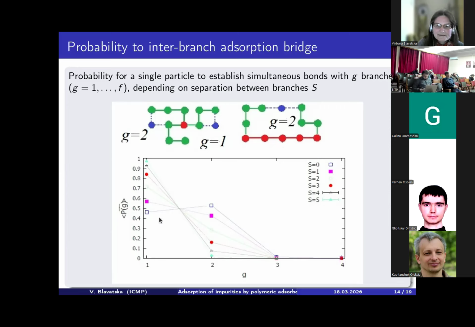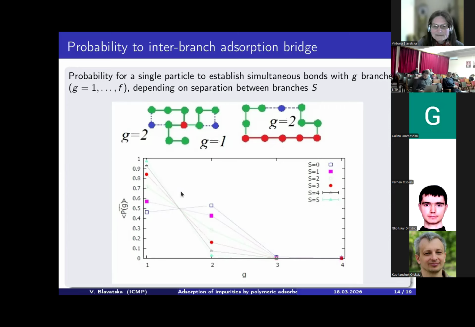And so what we have here, we have the probability for a pollutant particle to establish bonds with some number G, which can be 1, 2, or more. This is the number of different branches. So again, S equal 1 corresponds to star-like structure, this one.